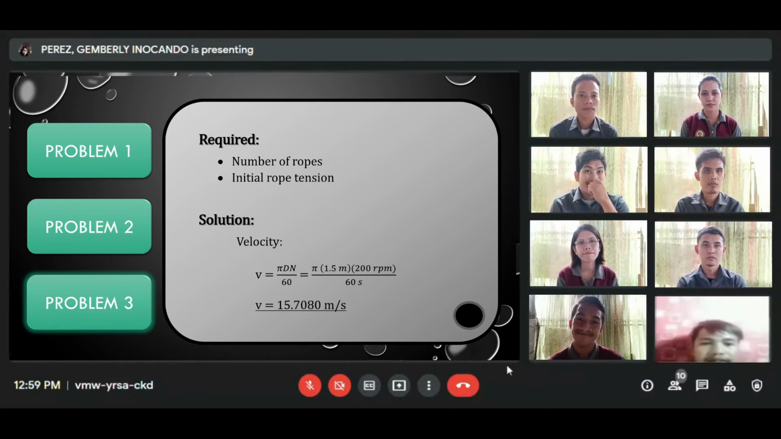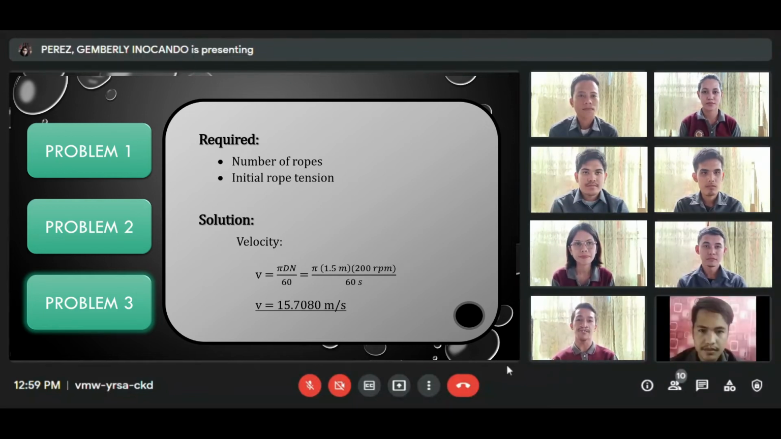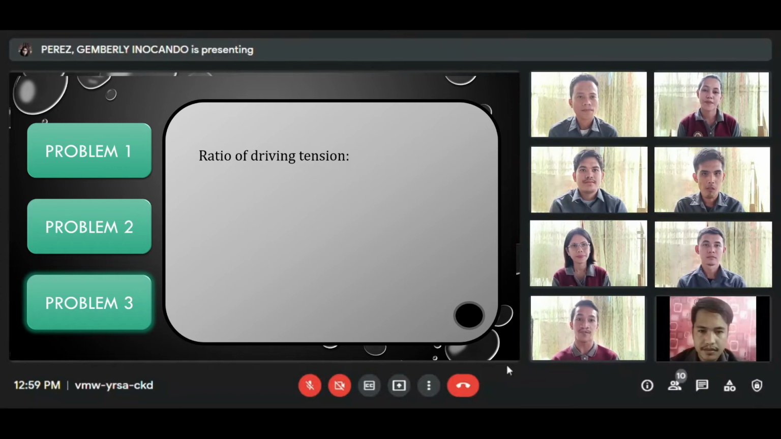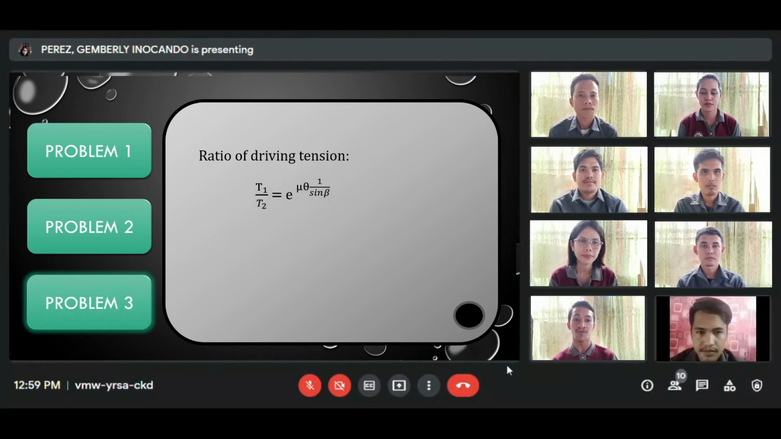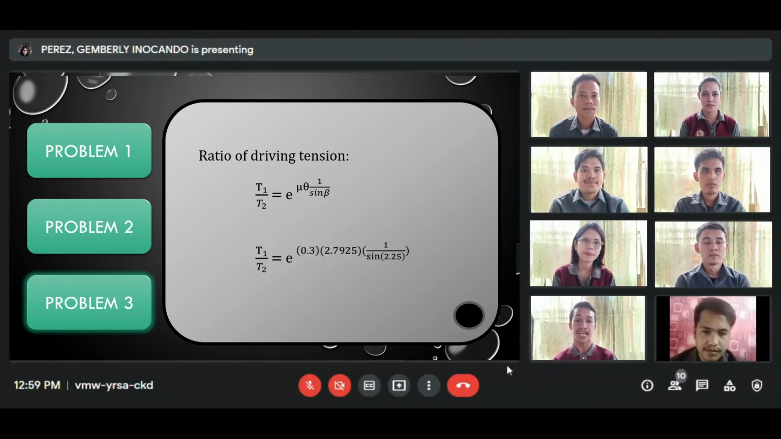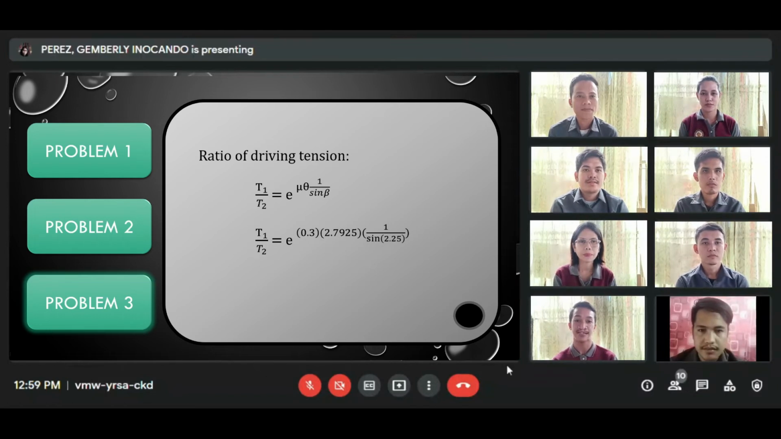Okay, thank you. And now let's proceed on getting the ratio of driving tension. The formula is T sub 1 over T sub 2 equals e raised to the power of the coefficient times the angle over sine beta. Basically, you just substitute the given values. So we have T sub 1 over T sub 2 equals 8.9276.